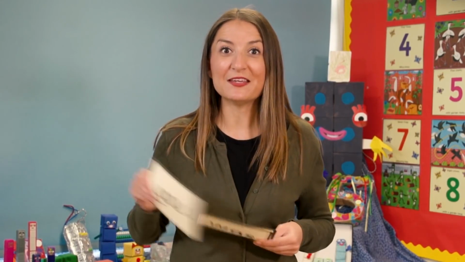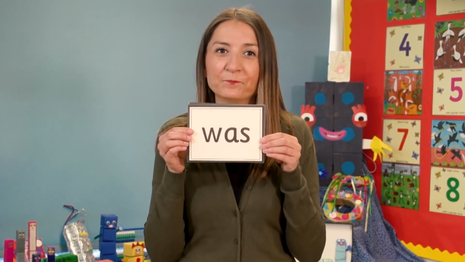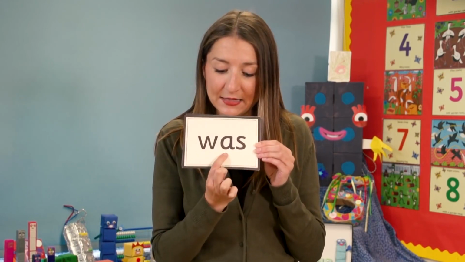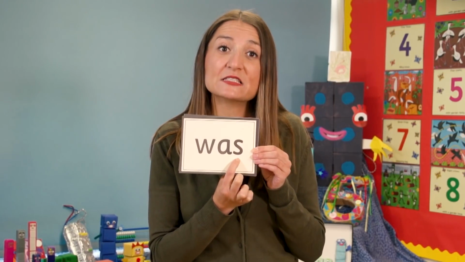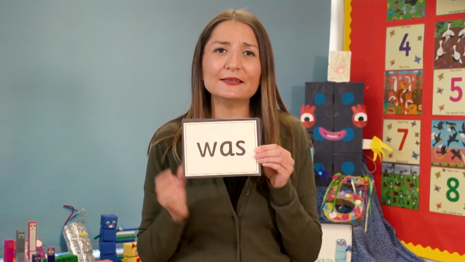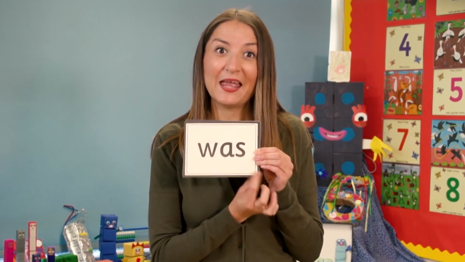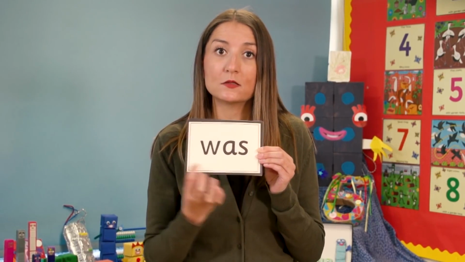You know how to read this tricky word as well. Can you remember what the tricky bit is? Yes, the tricky bit is says oh and says z. Can you read the word? Let's read it together. Z, was. Right, it's time to read them quickly.